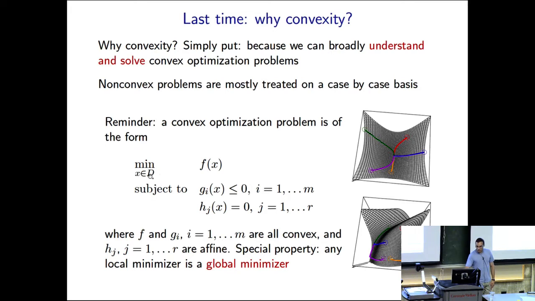This D here, I'm pretty much going to drop from here on out, but it formally represents the intersection of the domains of all the functions. If x is outside the domain of one of the functions, then that function wouldn't even make sense to be applied to x. So it's necessary to have that, but it's something that I'll drop notationally as we go forward.